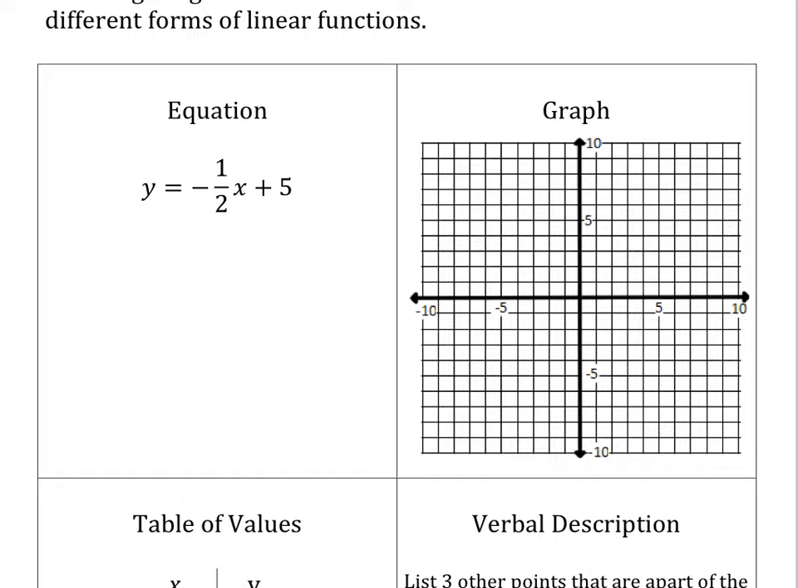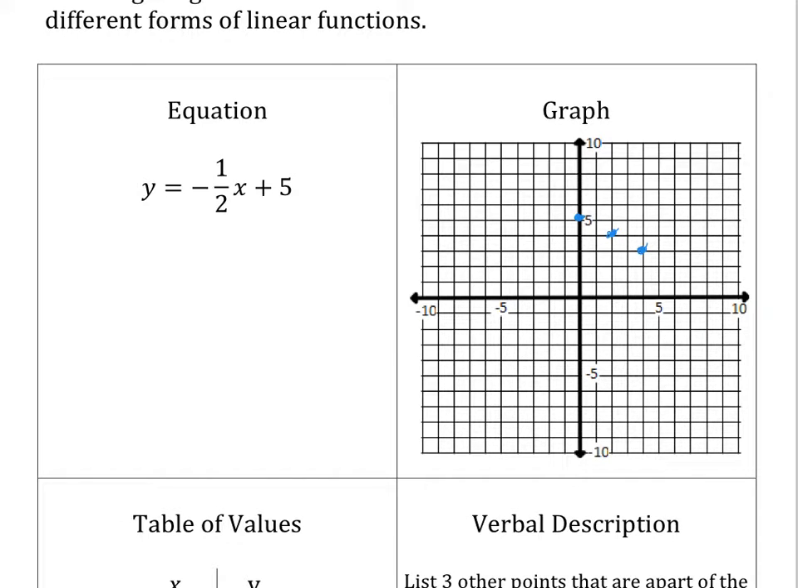I know that y equals mx plus b. I have a slope and a y-intercept. That slope is -1/2 and that y-intercept is +5. So my y-intercept is +5. My slope is -1/2, so I'm going to go down 1 over 2. Down 1 over 2.